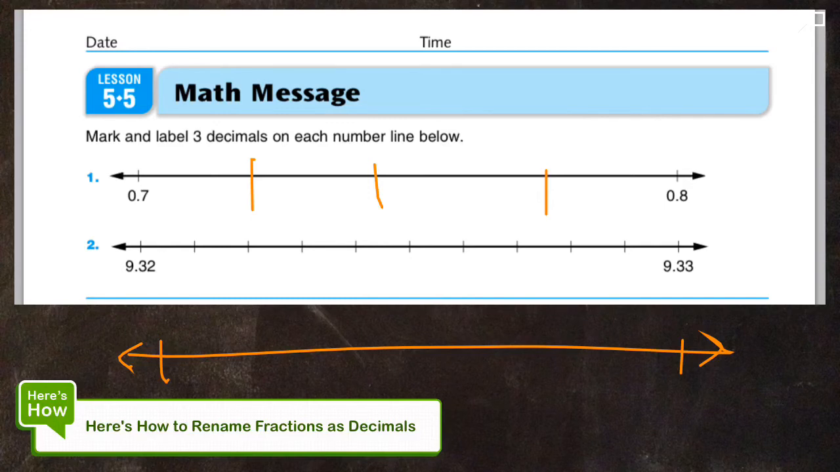The other part of your homework, you're going to have to listen carefully and maybe pause a little bit. You're going to write down some numbers that I say out loud as both a fraction and a decimal. So make sure you have room on your paper. And here we go. Number 1, you're going to write 7/10 as both a fraction and a decimal.